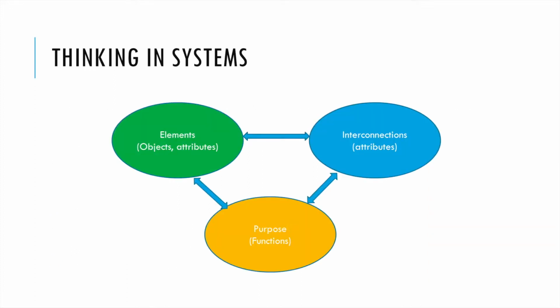For any system, it contains three factors: elements, interconnections, and the purpose. If we map into the object-oriented design, elements can be mapped to objects and attributes. Interconnections can be mapped to relations between the two objects, and the purpose can be mapped to the functions.